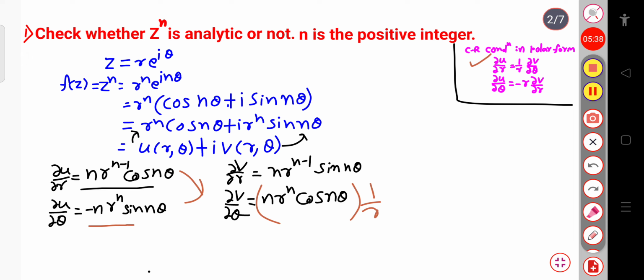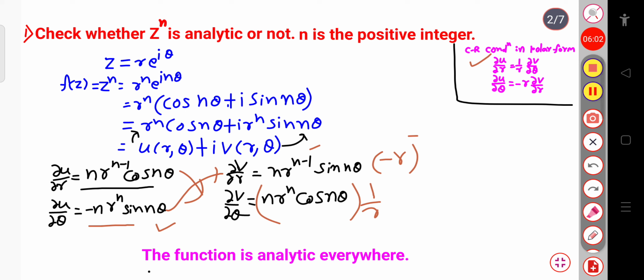If I multiply by minus r here, then this will be minus 1 power plus 1, and this becomes r power n only. So minus n r power n into sin n theta. So these two conditions are also satisfied. So you can say that for z power n the function is analytic because the Cauchy-Riemann conditions are satisfied. So we can say the function is analytic everywhere. For every point the function is analytic or defined.